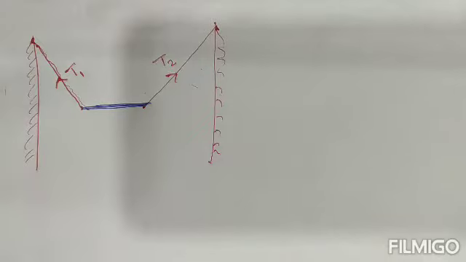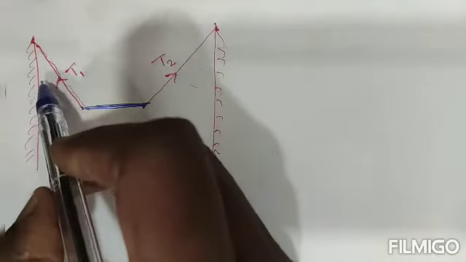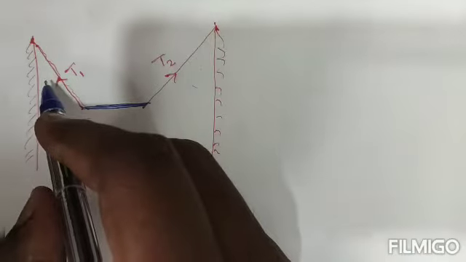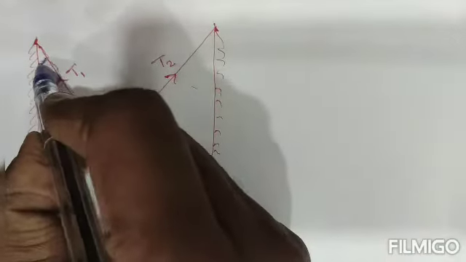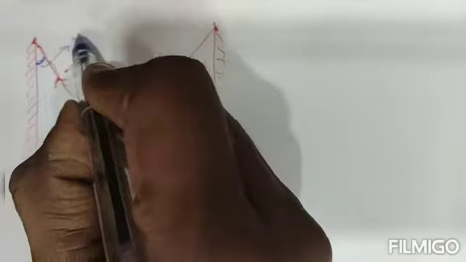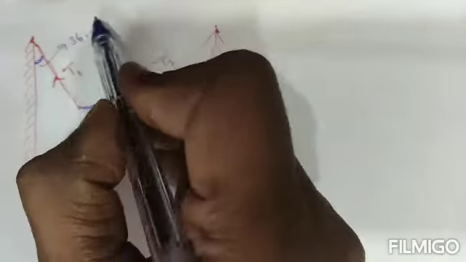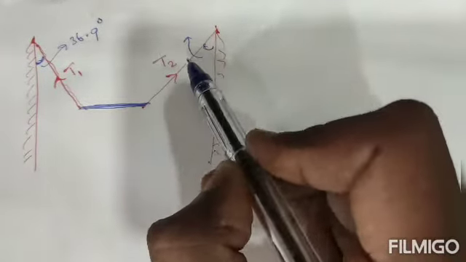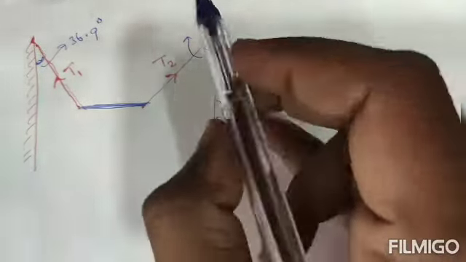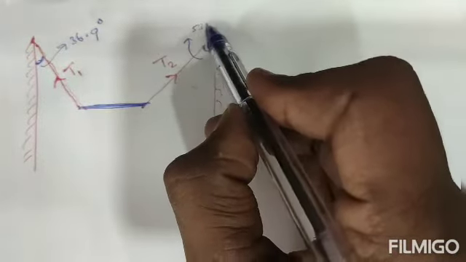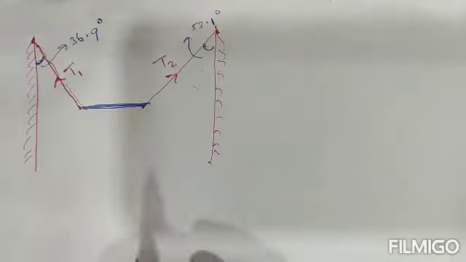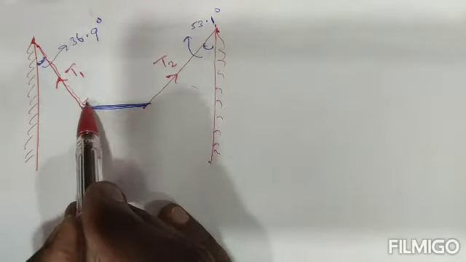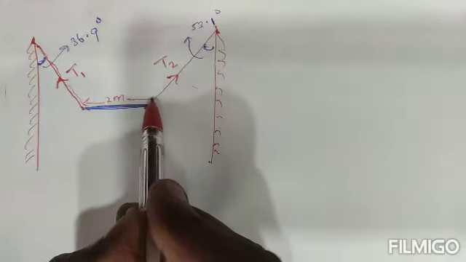Okay, then the angle here, given in the textbook, is 36.9 degree. Like that here the angle is 53.1 degree. No need to confuse, it is easy only, I am going to explain, please wait. Then the length is given, that is a 2 meter length rod.